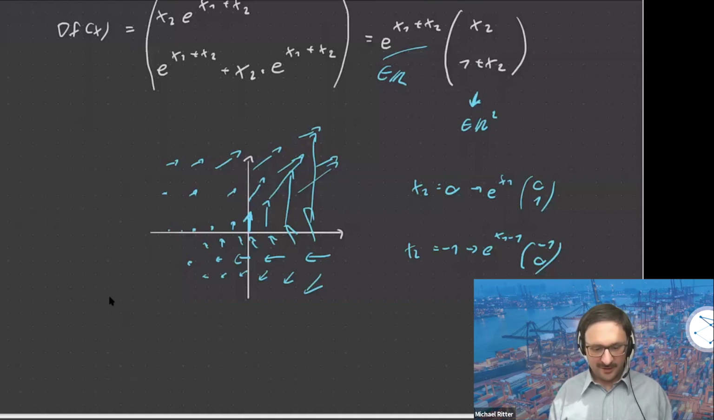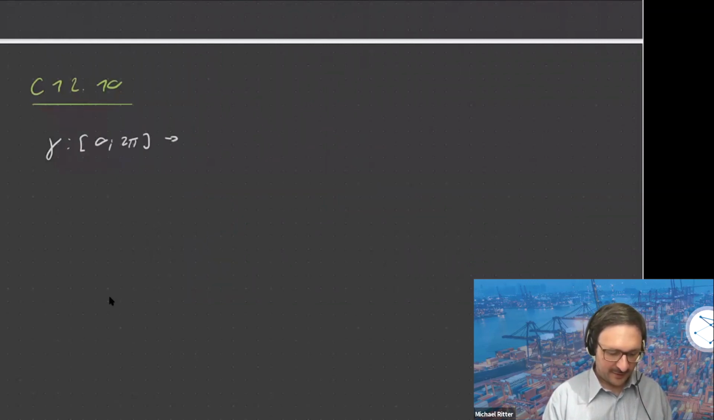Okay, let's go on with 12.10 then. So in 12.10, we're computing the length of a curve. And the specific curve that we have is the so-called cycloid curve. So that's the curve defined on the interval from 0 to 2 pi onto the plane. And it's defined as (t minus sine of t, 1 minus cosine t).